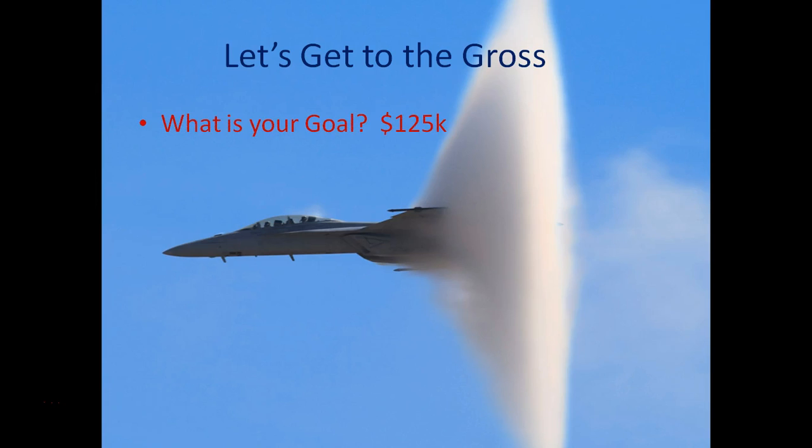How are we going to do that? Now we need to start breaking it down. So remember, our goal is 125,000. We're going to take that goal and we're going to figure out what our average gross commission is. Let's say that your average gross commission is 4K.